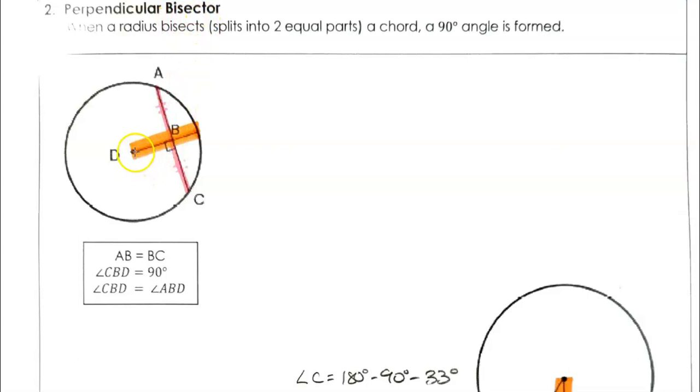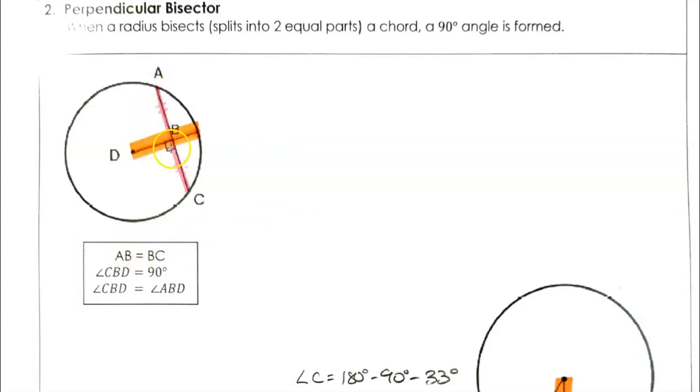So notice that the radius, this line, will cut this chord, this pink line, in two pieces, and those two pieces in pink are equal. So I put two little ticks here to show you that they're equal in length. Okay, and remember, perpendicular means they also cut at a 90-degree angle. All right, so that's just a rule.